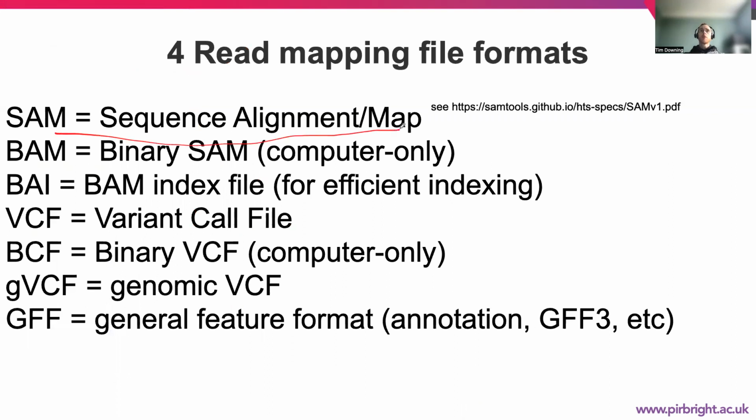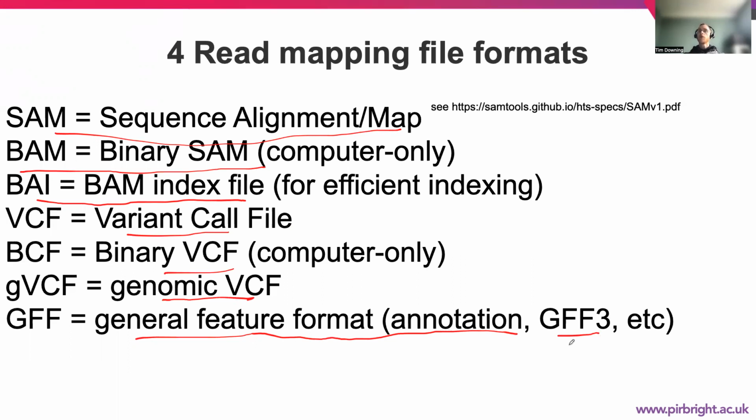SAM is a sequence alignment map file. BAM is a binary SAM. BAI is actually a BAM index file, so it's an indexing file for efficient examination of that data. Then we have a VCF file, a genomic VCF file, which is a genome-wide VCF file. GFF is a general feature format, which is an annotation file. The original version, GFF, and GFF2 are slightly older. GFF3 is the current version.